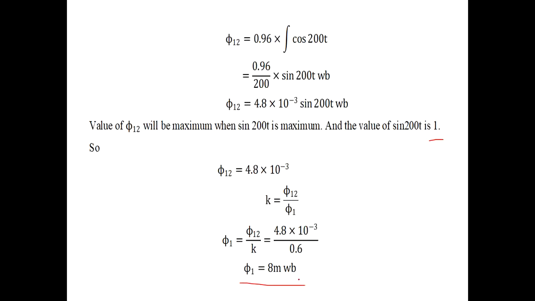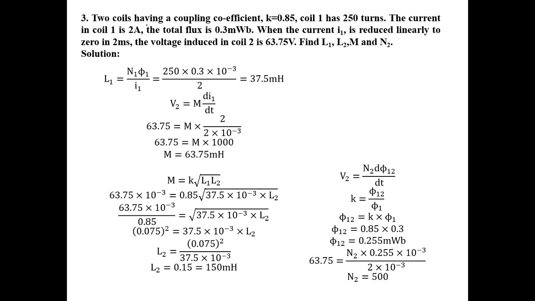This is the answer. Next problem. Two coils have a coupling coefficient K equal to 0.85. Coil 1 has 250 turns. The current in coil 1 is 2 ampere. The total flux is 0.3 milliweber. When the current I1 is reduced linearly to 0 in 2 milliseconds, the voltage induced in coil 2 is 63.75 volt. Find L1, L2, M and N2.